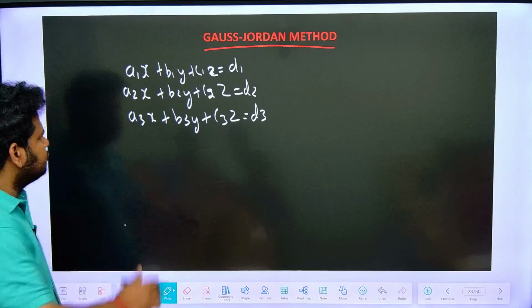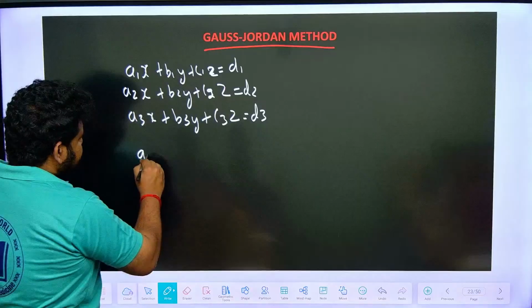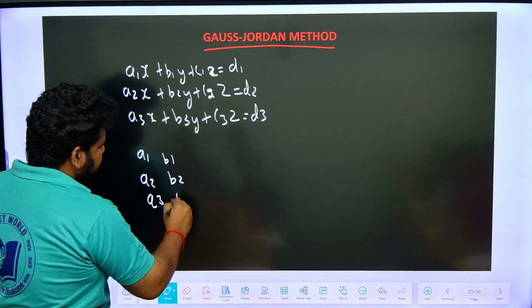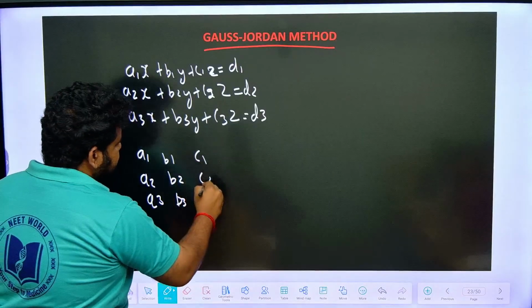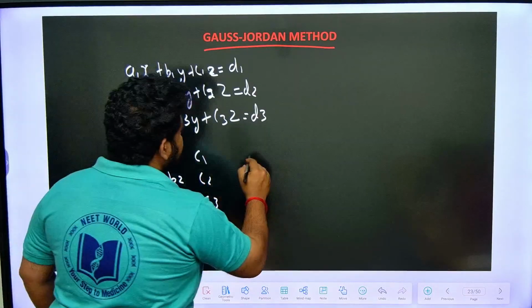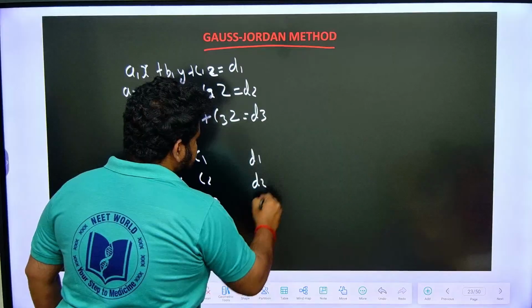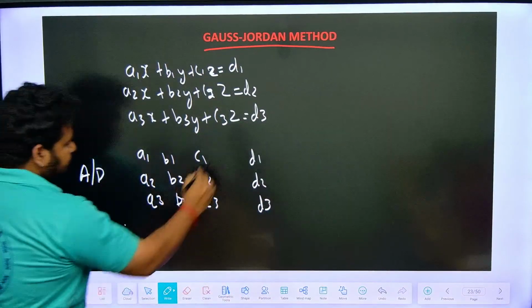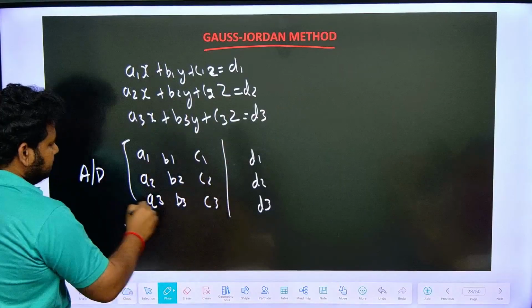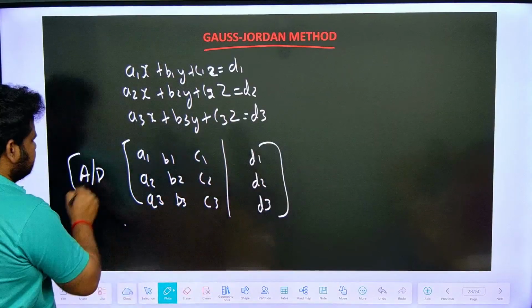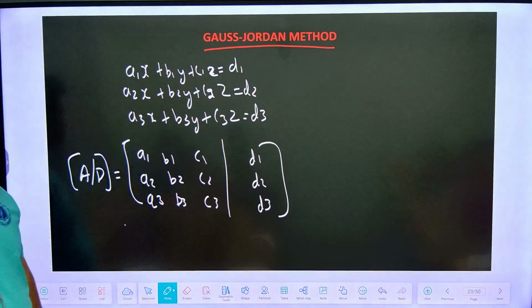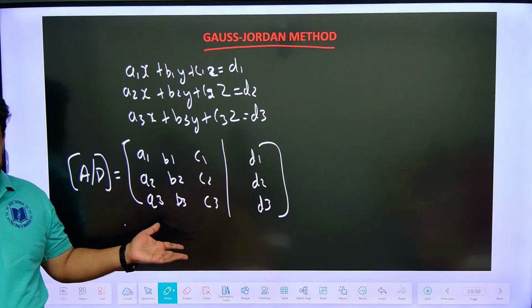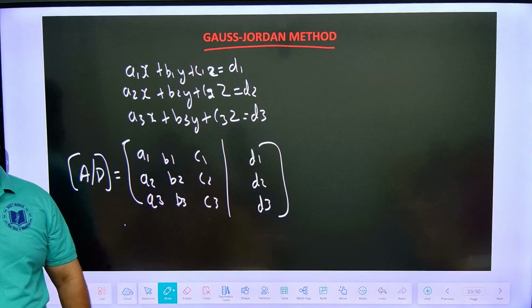How is that? See here, what is this A matrix? a1, a2, a3, b1, b2, b3, c1, c2, c3. We will give some gap and write d1, d2, d3. We will write this matrix as A slash D, or we will write one line here. This is called the augmented matrix, where we will be using the Gauss-Jordan method. You can follow this method or you can follow Kramer's rule, whatever you want.